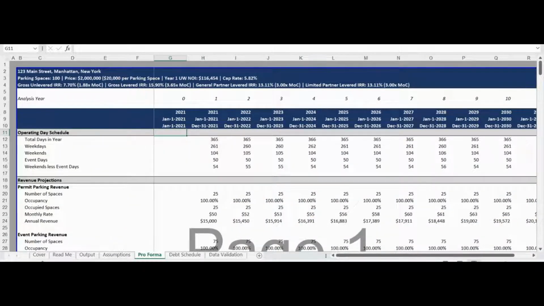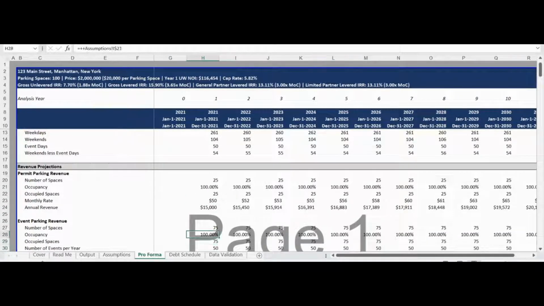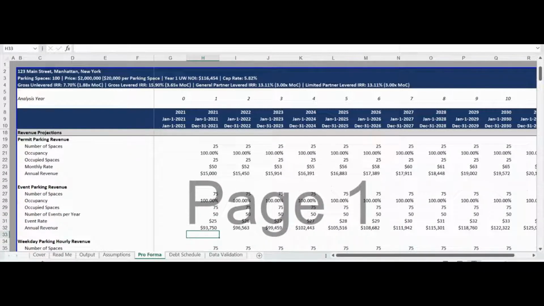The Pro Forma tab contains all key calculations for the model. The Pro Forma tab starts by reconciling the annual number of days in a year broken down into weekdays, weekends, and event days. The next section calculates the annual revenue for each of the 7 revenue streams based on the user input assumptions. If a revenue stream is not applicable to your use case, the zeros you enter in the Assumption tab will result in zero revenue to exclude the revenue stream from the model.